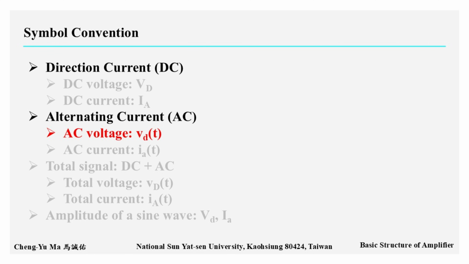For AC signals, an AC voltage is represented using a lowercase letter v together with a lowercase letter as the subscript. For example, lowercase v with lowercase d as the subscript is written as vd.